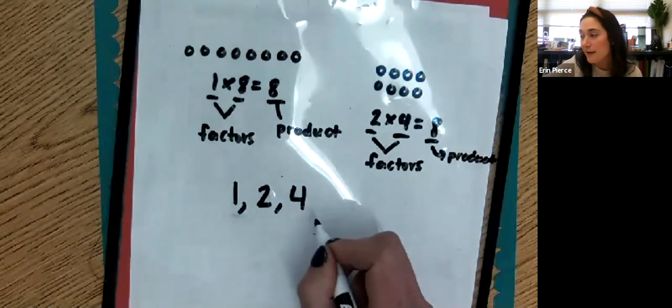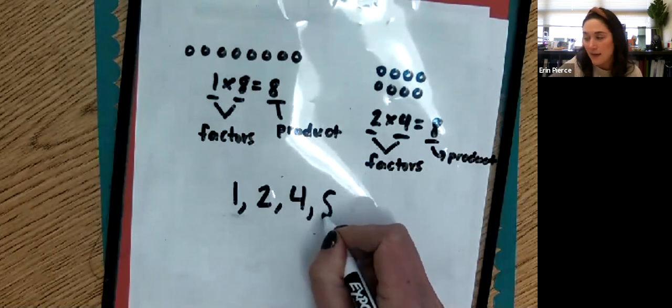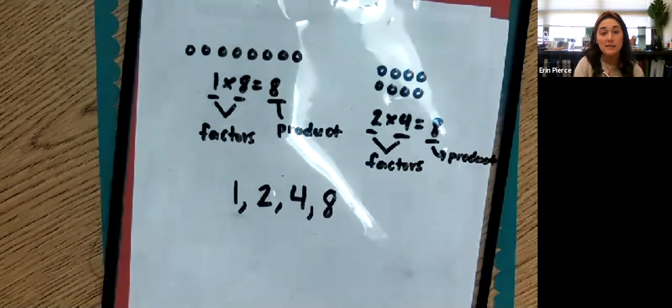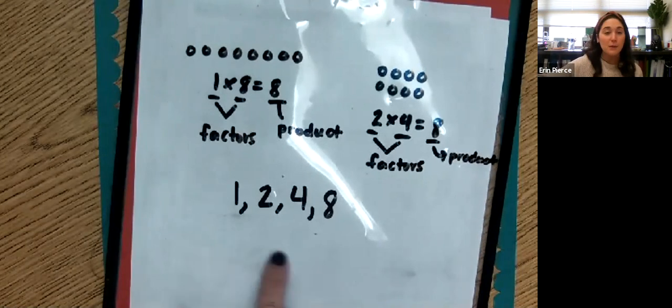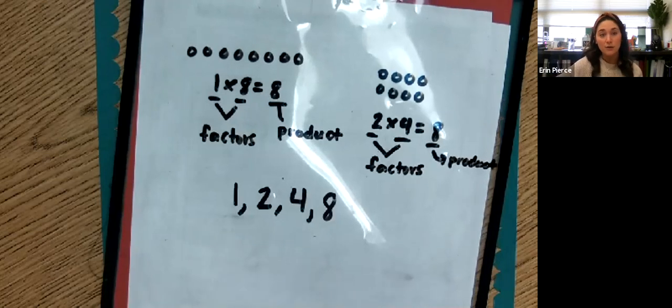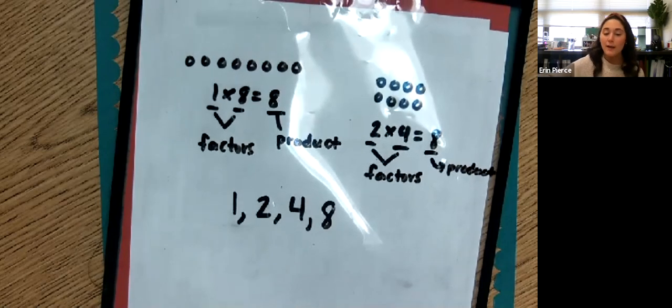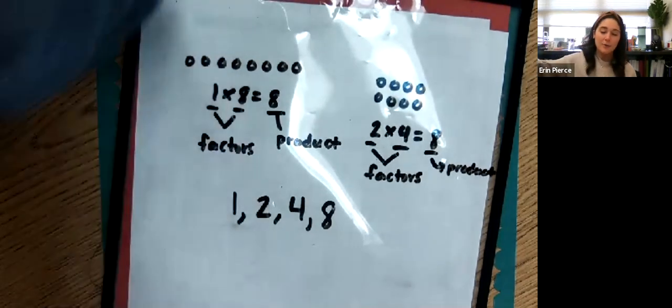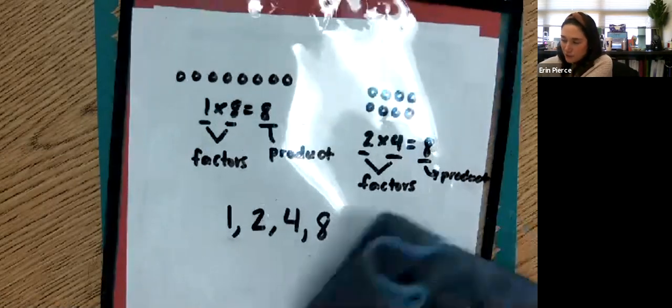And my final factor of 8 is 8. I have listed the factors of 8 in order from least to greatest. When someone asks you to list the factors, this is typically what I am looking for, in order from least to greatest. Excellent.